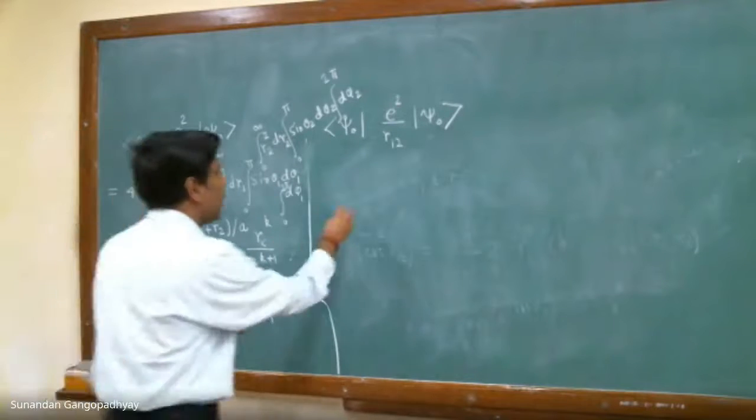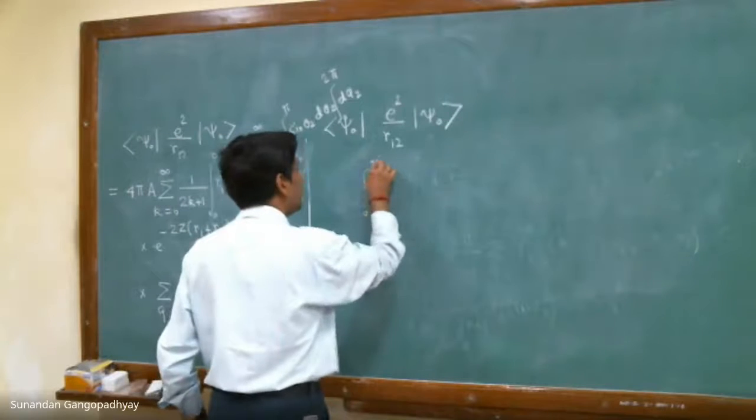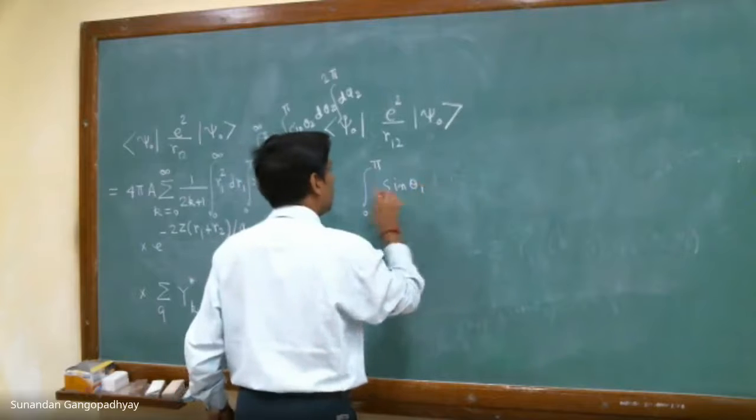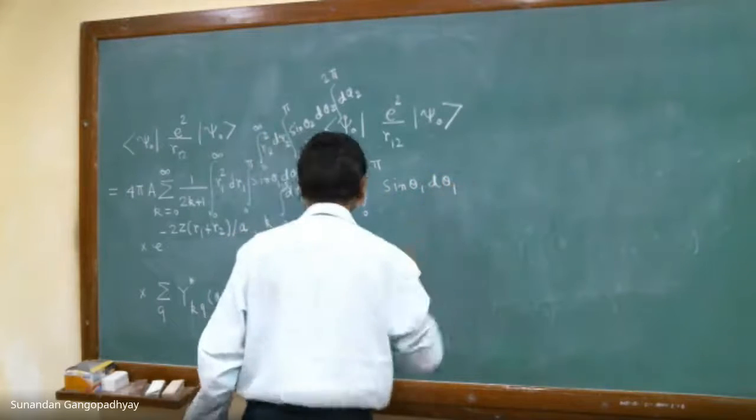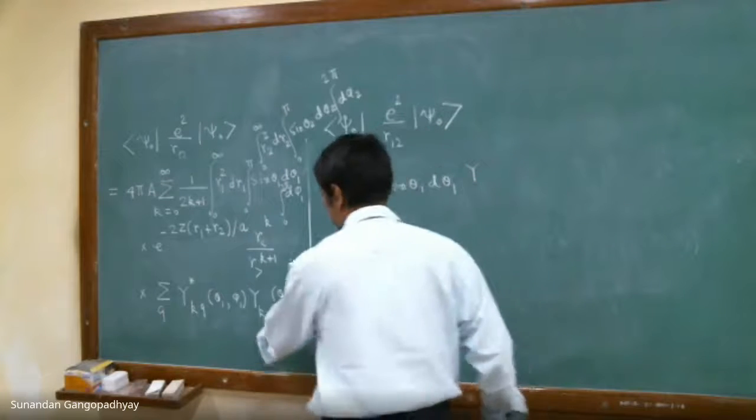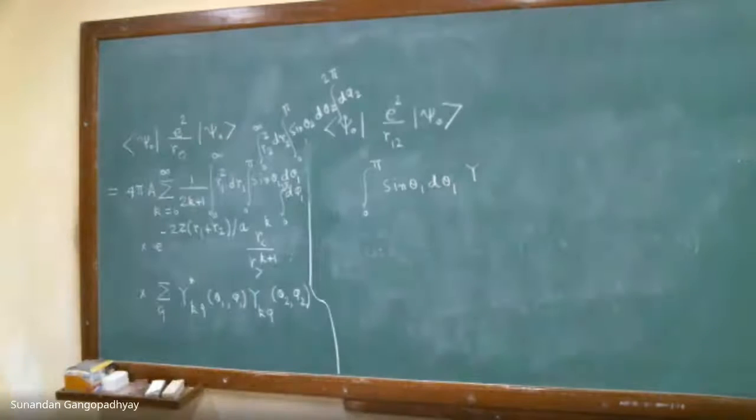So what we have is integral 0 to pi sine theta 1 d theta 1, and suppose we are doing this integral y kq integral.